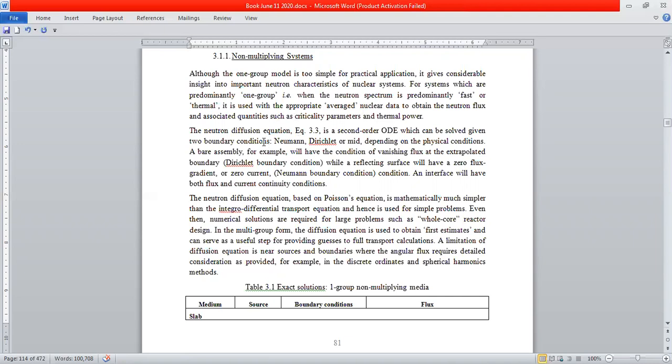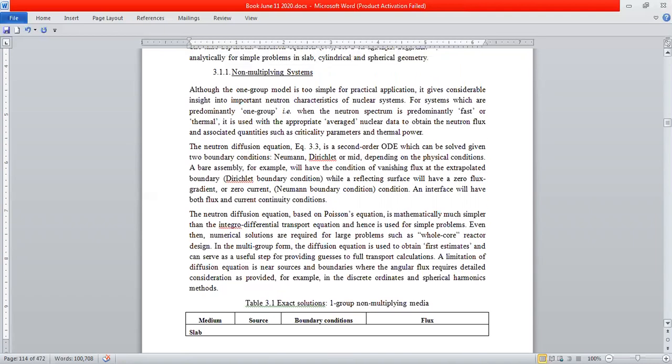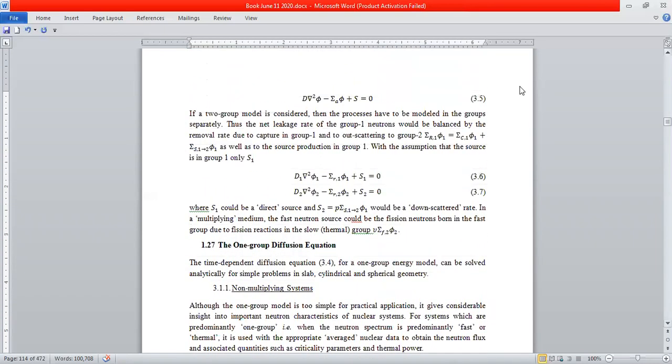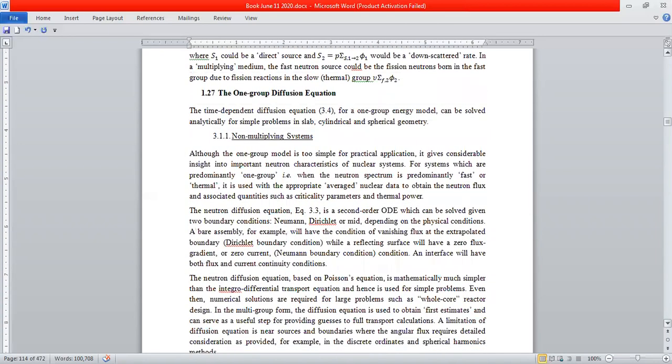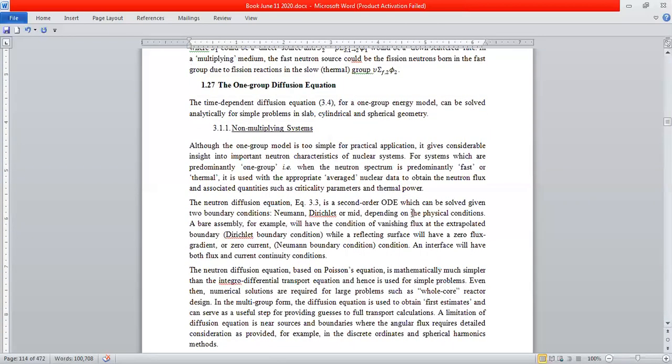Now, let's look from the mathematical point of view. So the neutron diffusion equation, which I just showed you, 3.5, is a second order ordinary differential equation. And you can solve it if you know the boundary conditions. Second order means that you need two boundary conditions. They could be Neumann, Dirichlet, or mixed boundary conditions.